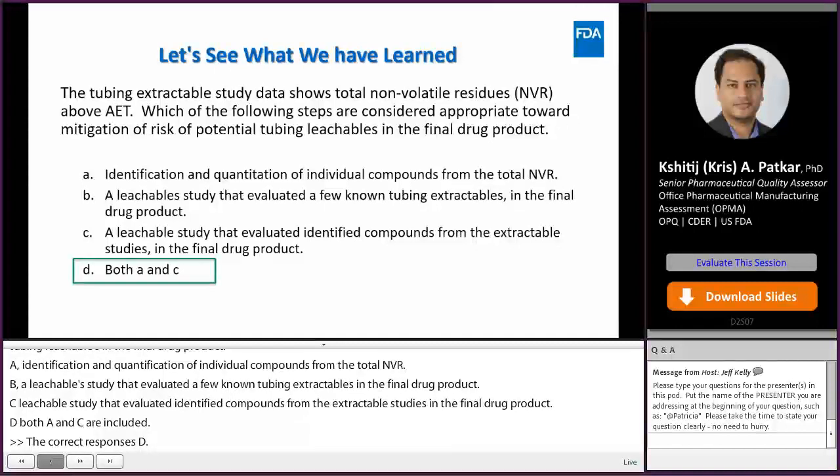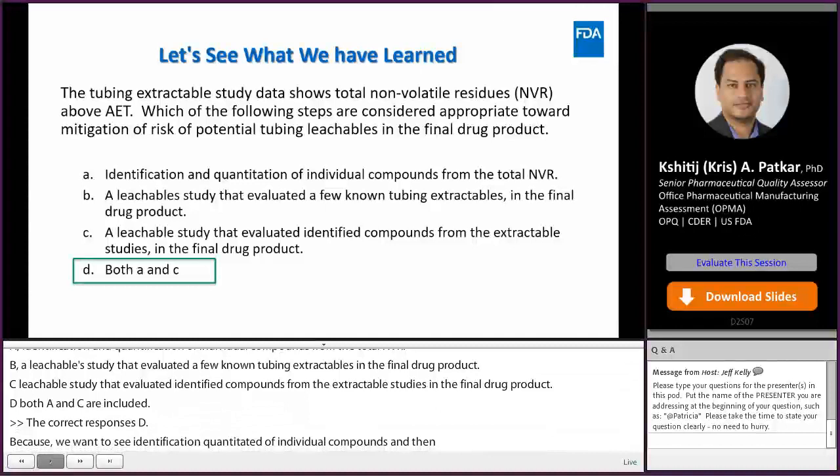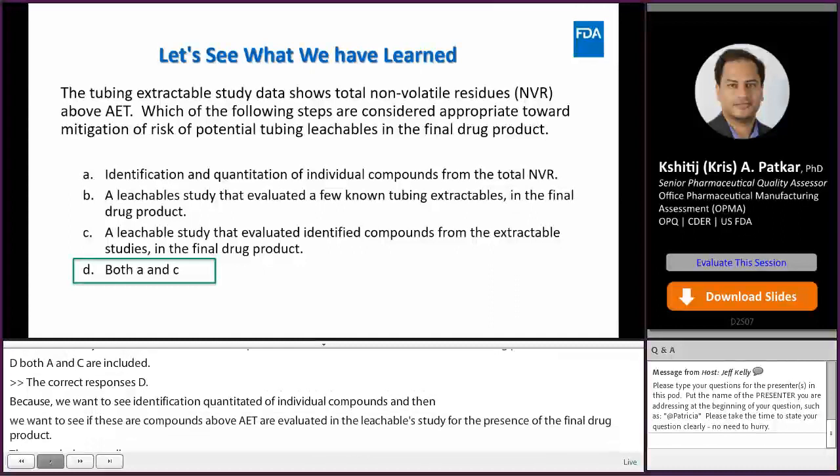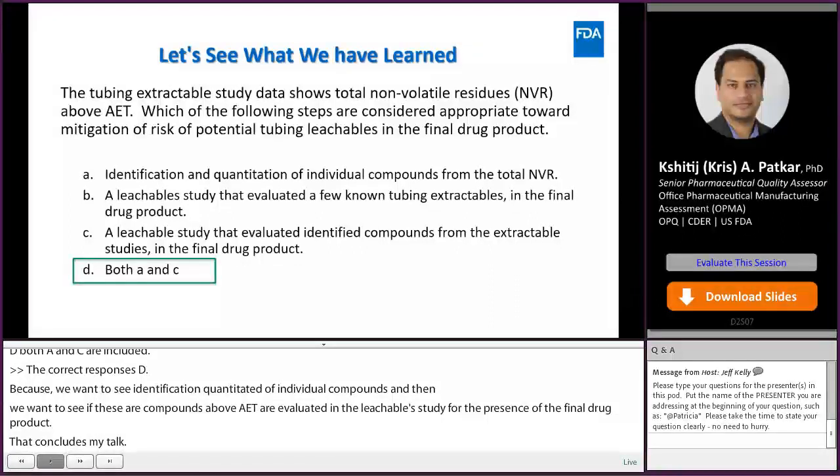Well, the correct response is D, because we want to see identification and quantitation of individual compounds, and then we want to see if these identified compounds above AET are evaluated in the leachable study for their presence in the final drug product.